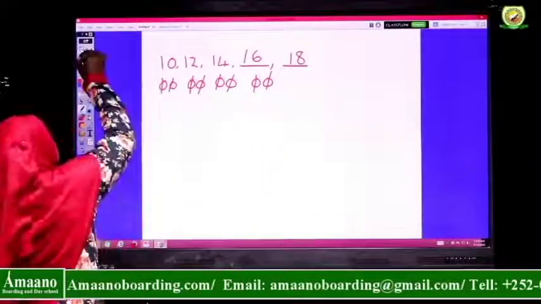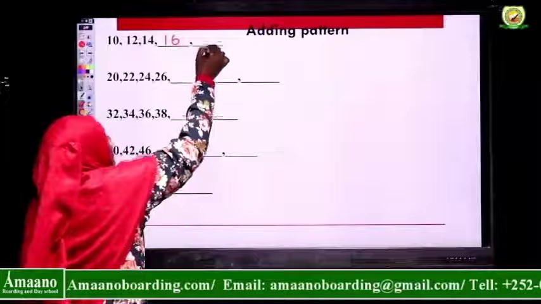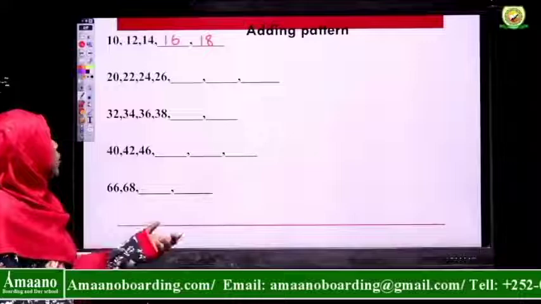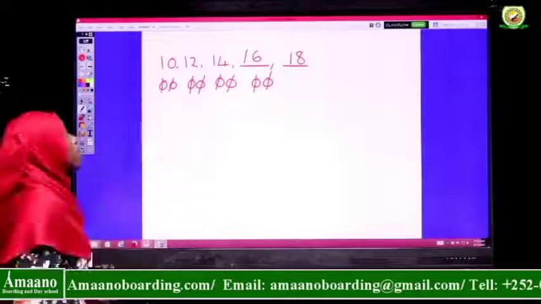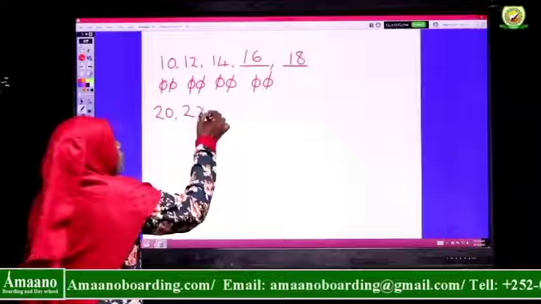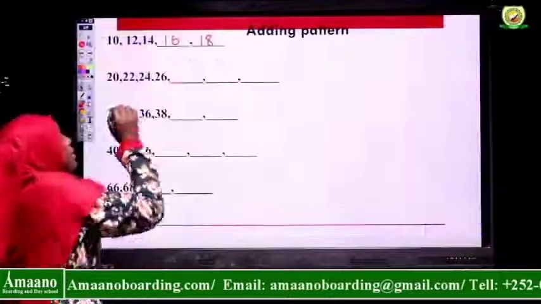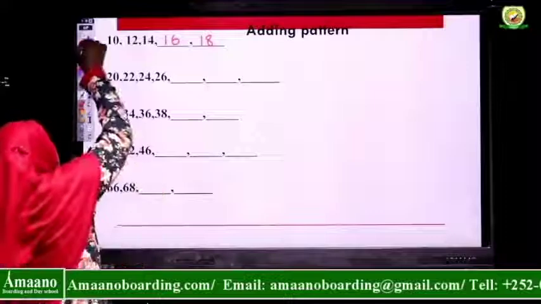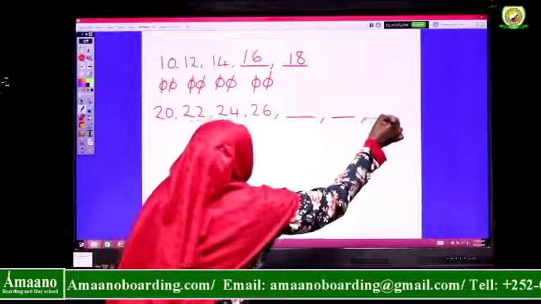Then let's go back. So here we have 16 for our answer and 18 for our answer. Then we have 20, 22, 24, 26. Let's go back to our worksheet. We have 20, 22, 24, lastly 26. How many dashes are after the 26? There are 3 dashes. Comma, dash, comma, dash, comma, dash.